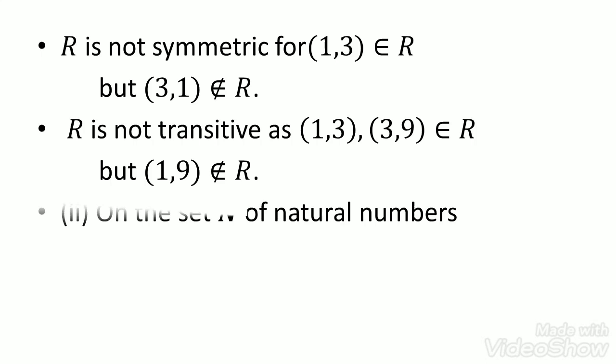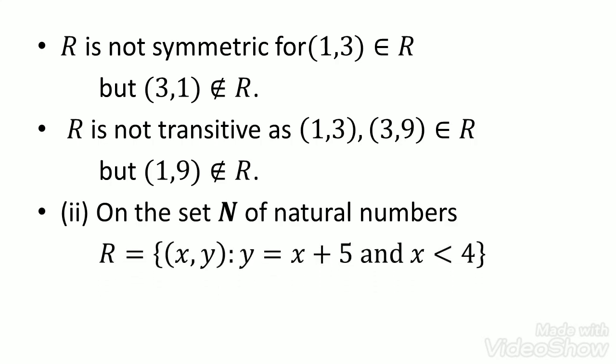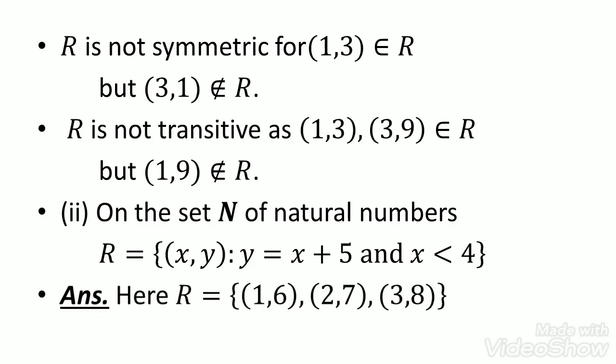Okay. Number 2, we consider a particular example of some natural numbers N. Here you can see R is defined as (x, y) such that y is equal to x plus 5, where x should be less than 4. Means x belongs to N, natural numbers, therefore x must be 1, 2 and 3 only. By putting the values of x as 1, 2 and 3, we get the values of y like this. That means R becomes (1, 6), (2, 7) and (3, 8).